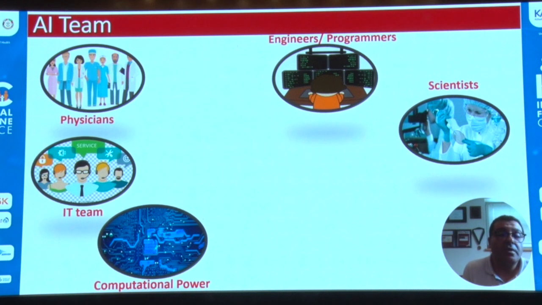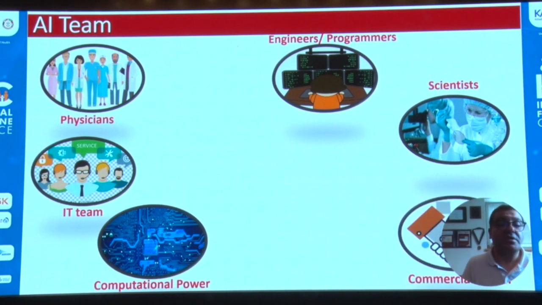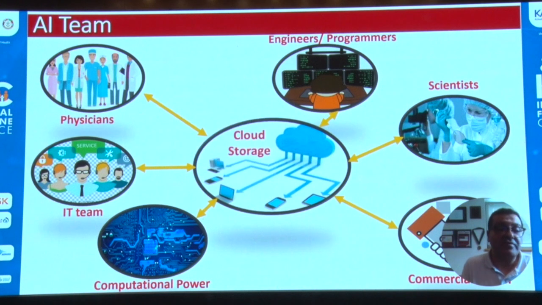Engineers will work with the scientists to get a good solution. Commercialization is the team that will commercialize and market our technology. For sure, it is very difficult to have all this team in one place, so usually we collaborate over a cloud environment.